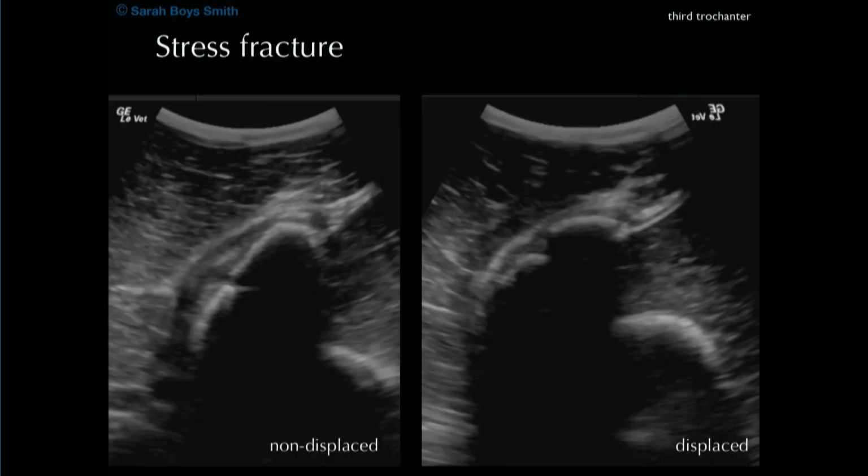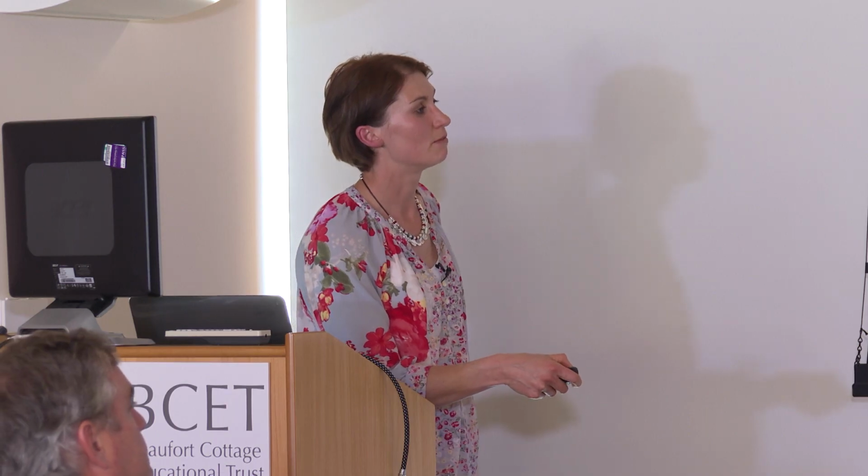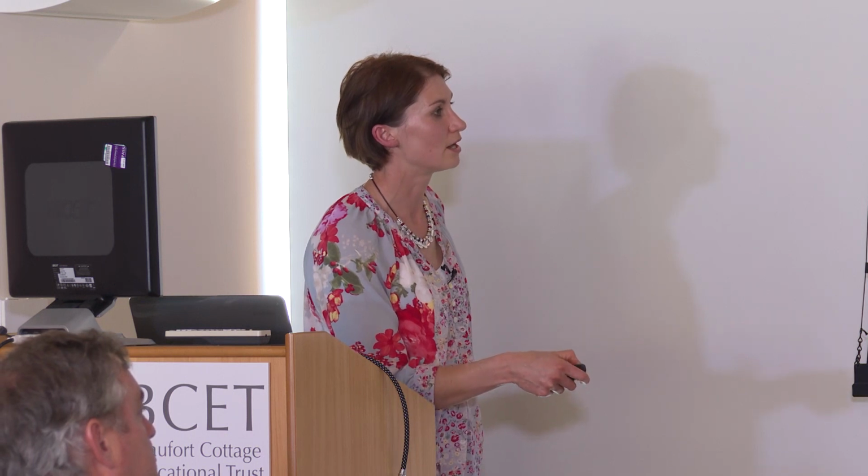And again, we can then assess whether this is displaced or non-displaced. So in a non-displaced fracture, the relative distance between the third trochanter and the femur remains normal compared to the contralateral side. And in a displaced fracture, we're going to have a shorter distance between this third trochanter and that femur.